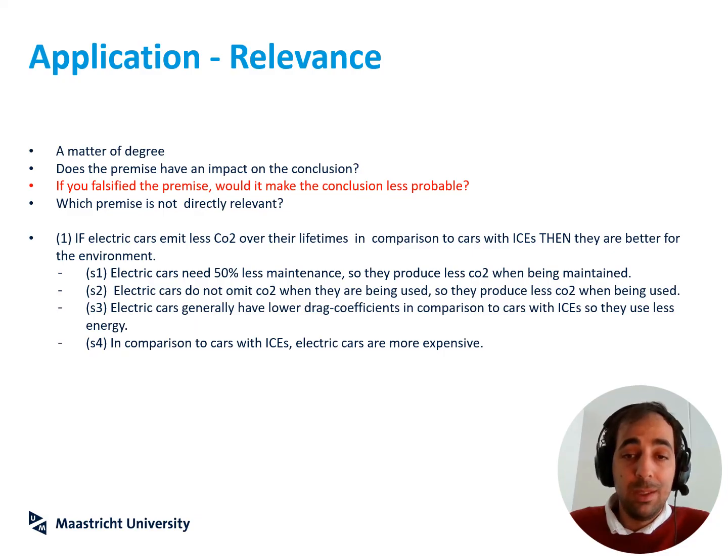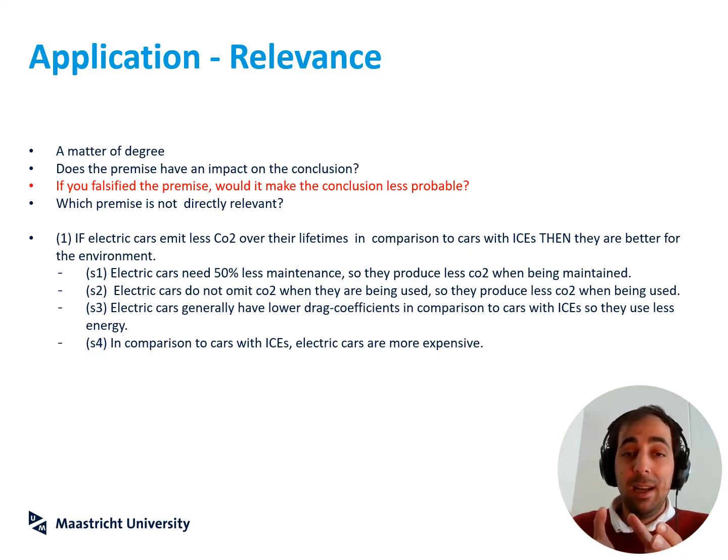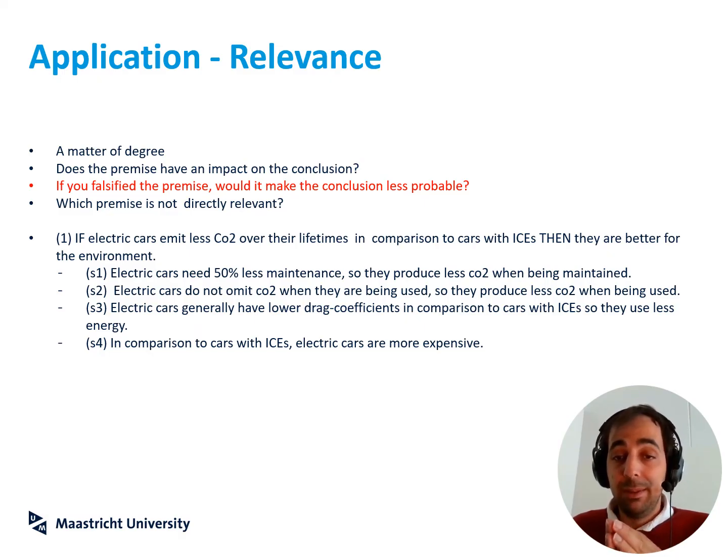So relevance is a concept in argumentation theory that basically asks, does this premise make the conclusion more or less probable if it was false? If falsifying the premise would affect how easily the conclusion would be accepted, then that's considered to be relevant. Now, an important thing to know here is that that's not a yes or no question. It's a matter of degree. And I created an example to demonstrate this.